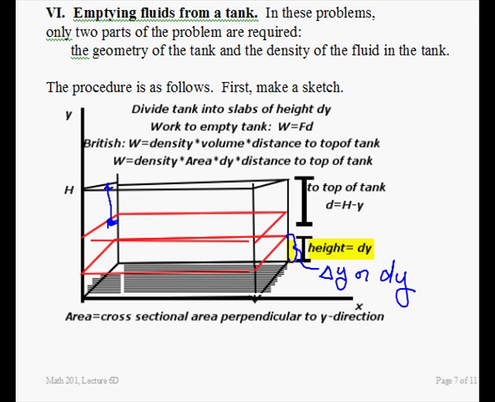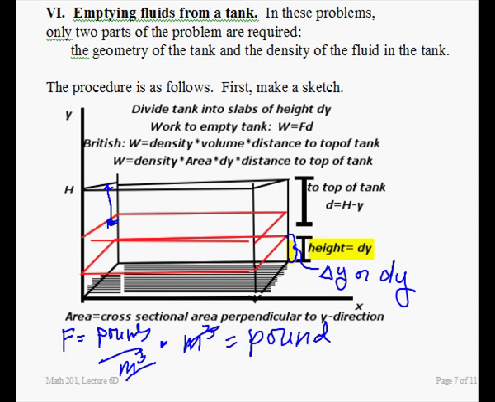So now, to get the total mass, or rather the force, in this case you need the force on this. If you have pounds per cubic meter, which is how the density is reported for the fluid, you need to multiply by cubic meter to get plain old pounds, which is your force. What is cubic meter? That's the volume. So we need the volume of this little section right in here.